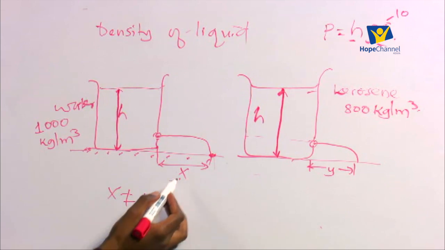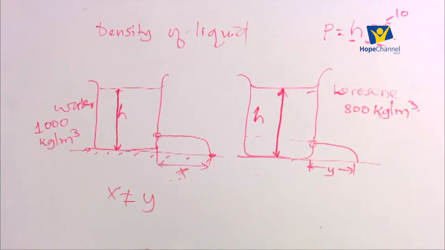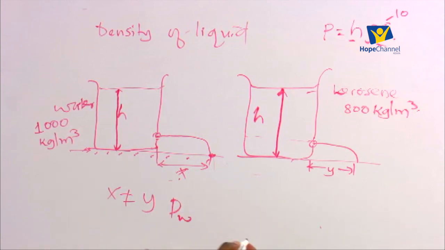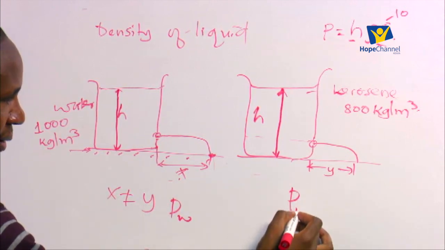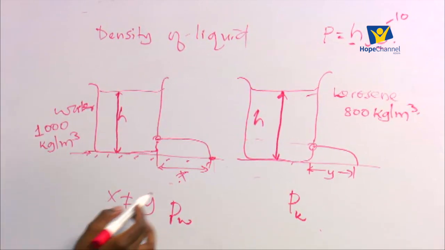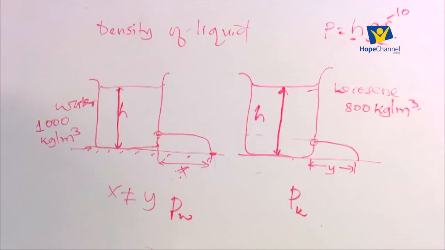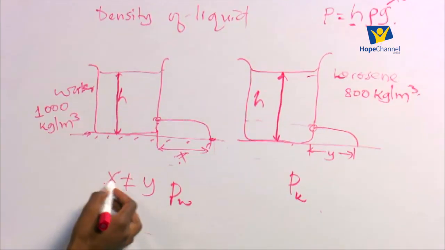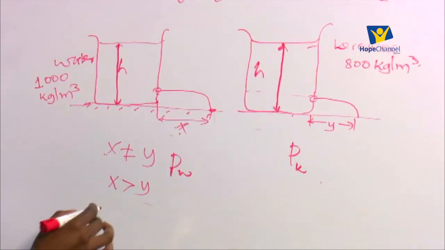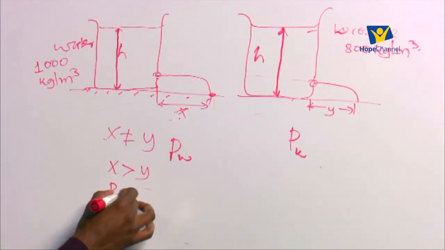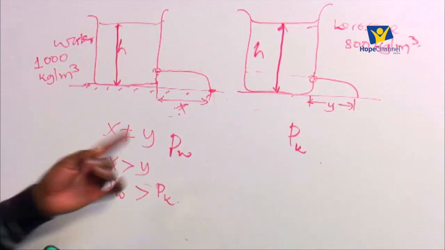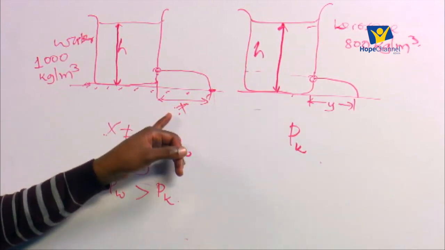But then the fact that the distance x and the distance y are not the same simply tells us that the pressure for water on the left hand side will not be equal to the pressure for the kerosene on the right hand side. Now, ideally, the distance x will be more than the distance y on the other side. So we can say x is not equal to y, but x is greater than y. If x is greater than y, then it means the pressure of the water is greater than the pressure of the kerosene. That is why the jet y is less than the jet x that we are seeing there.